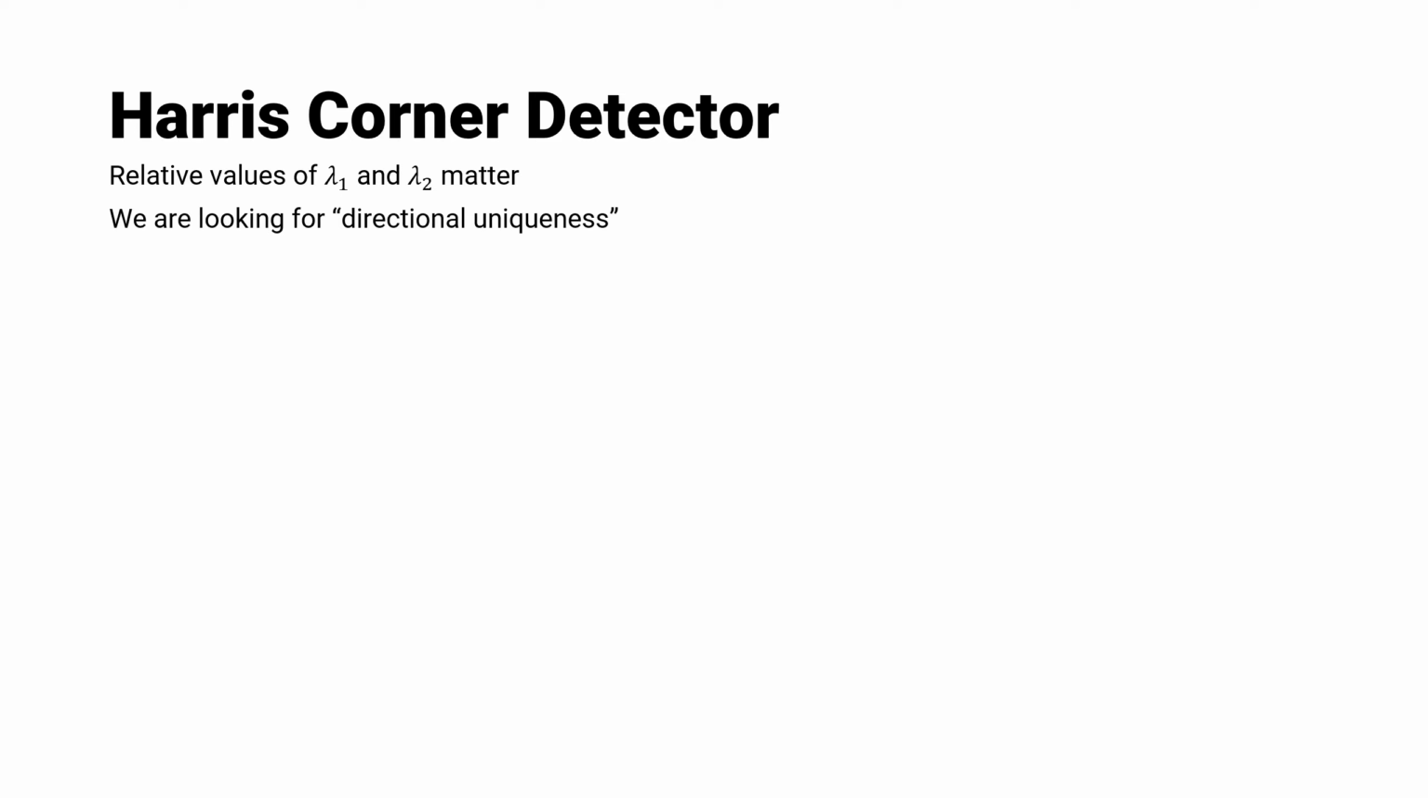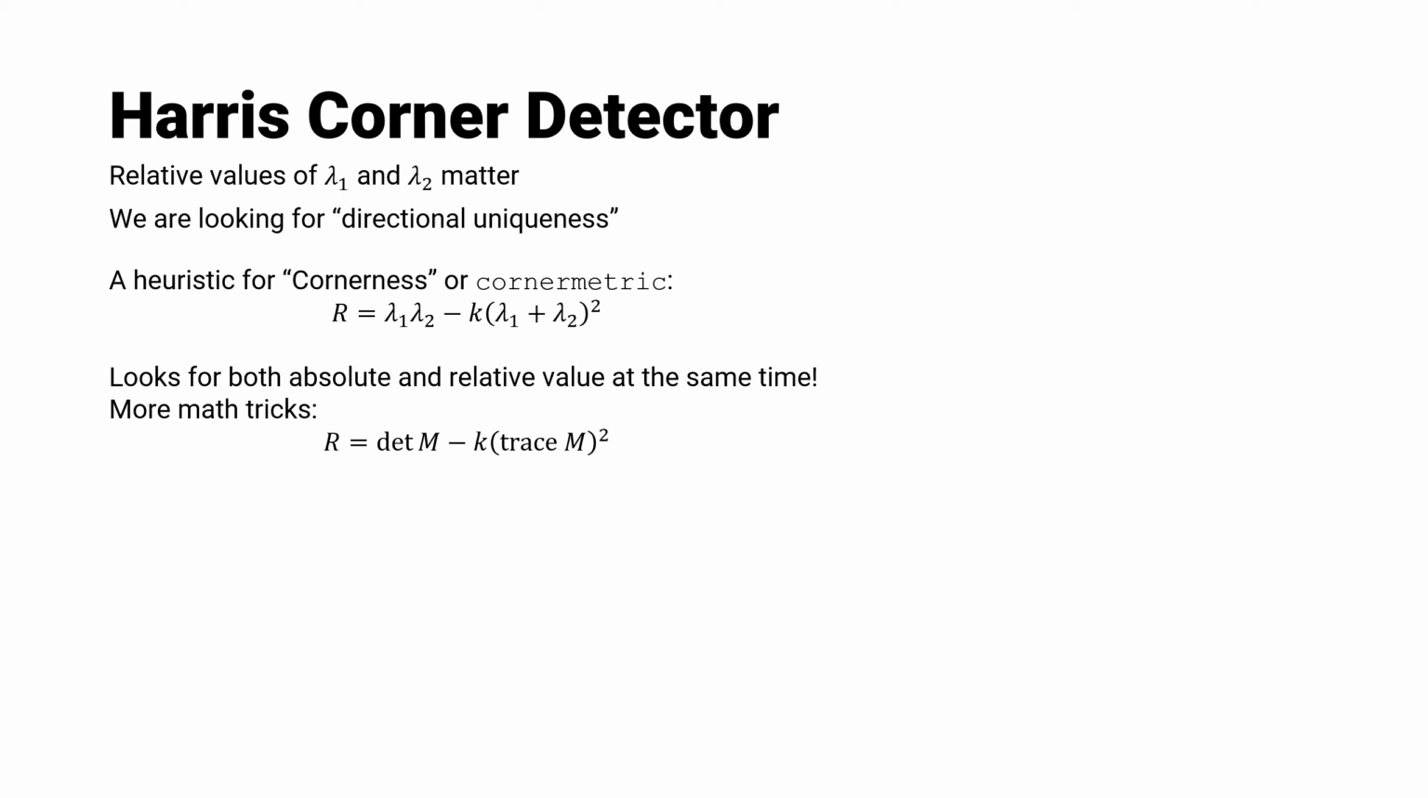Now let's come up with a simple algorithm, which is called the Harris Corner Detector. Recall that the values of lambda 1 and lambda 2 matter. We are looking essentially for uniqueness in both directions when we move around. We can come up with a heuristic for cornerness, or call this the corner metric, which is this function called R, where we multiply lambda 1 lambda 2 minus k times lambda 1 plus lambda 2 squared. Again, this is a heuristic. Remember, we have made this cornerness metric up, where k is a constant. So this looks for both absolute and relative scale value of the lambdas at the same time.